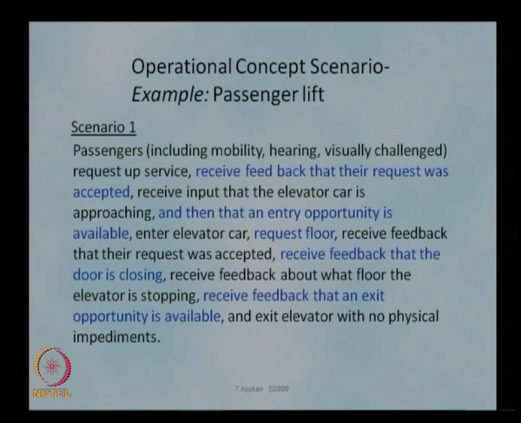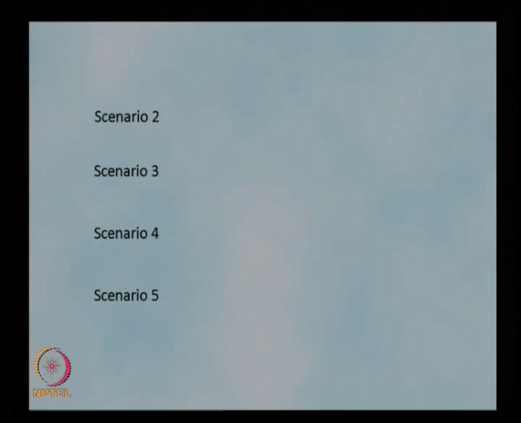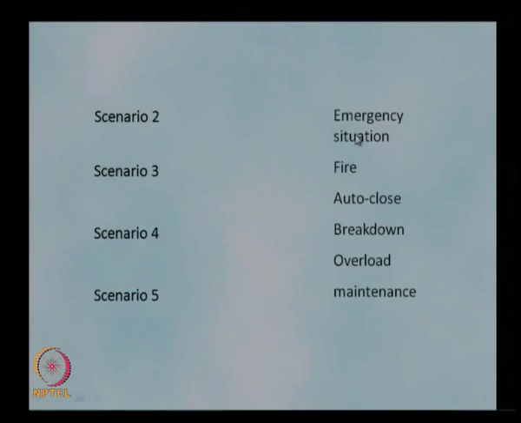So this is just one scenario. There will be multiple scenarios like this which will help us to identify various requirements. For example, we can define different scenarios like an emergency situation. So what will happen if there is an emergency in the lift, inside the lift or outside the lift? So what are the things to be taken care of under this situation?